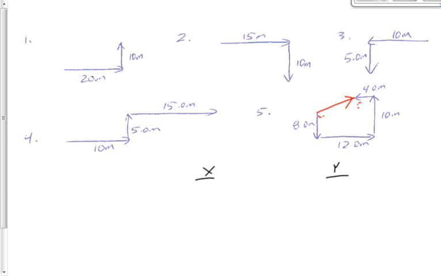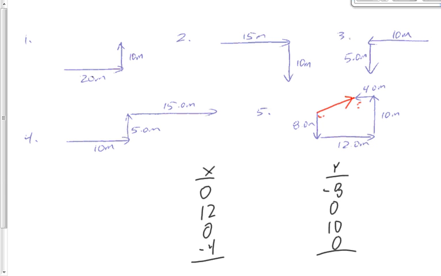How much of that 8 meters is x component? How much of it's y component? Good. 12 meters is how much x? How much of that is x component? 12, yeah. How much is y component? 0. 10 meters, positive 10. How much of this is x? Yep. Good. And 0, good.